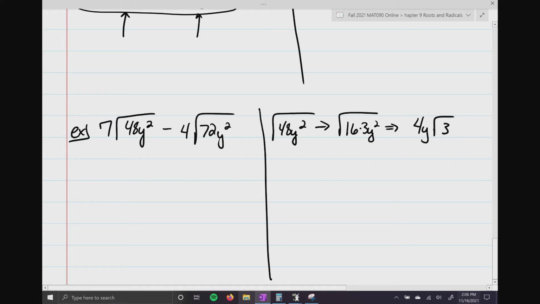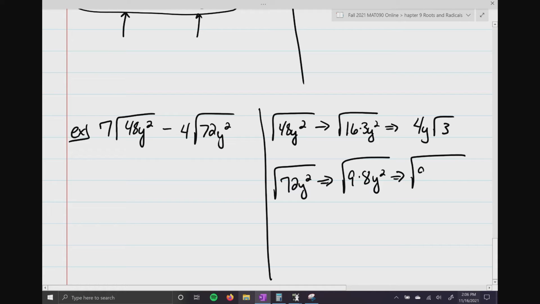Now the 72. Let's break that down. 72 is going to be 9 times 8 y squared, which is the square root of 9 times, watch this now, 9 times 4 times 2 y squared. And if I drop this straight down, square root of 9 is 3, square root of 4 is 2, with a y and a square root of 2 left over on the inside.